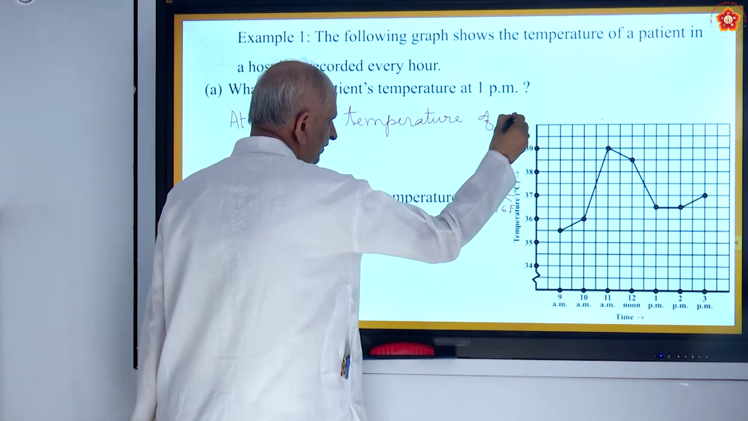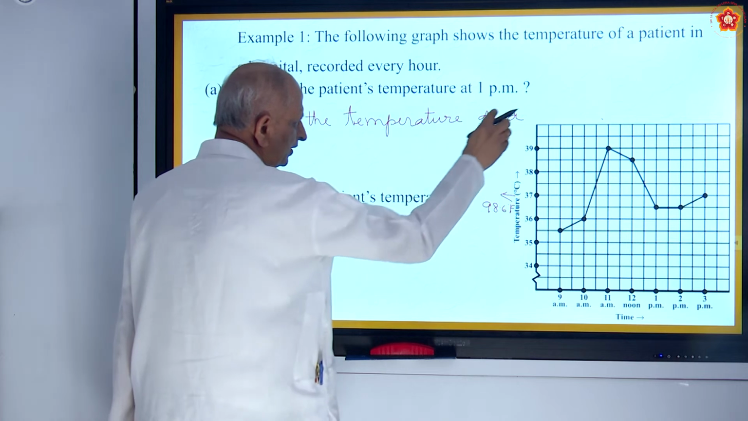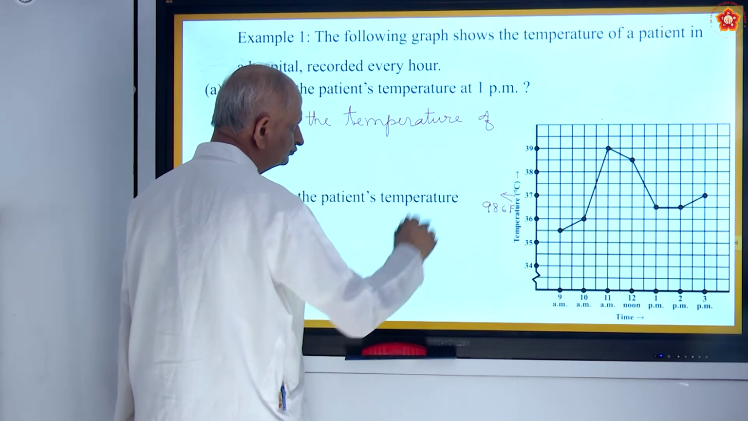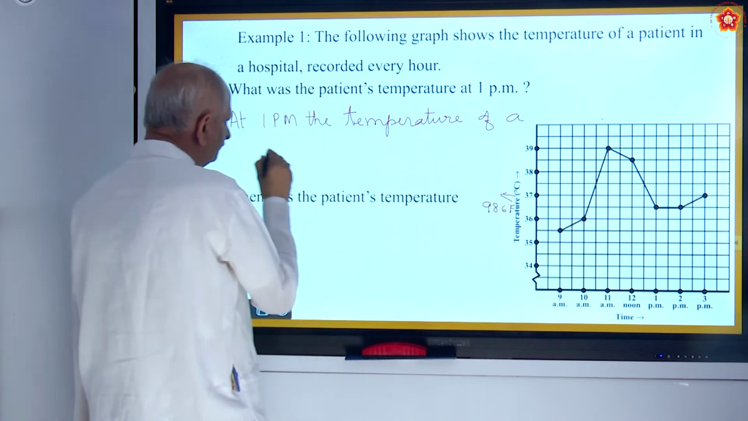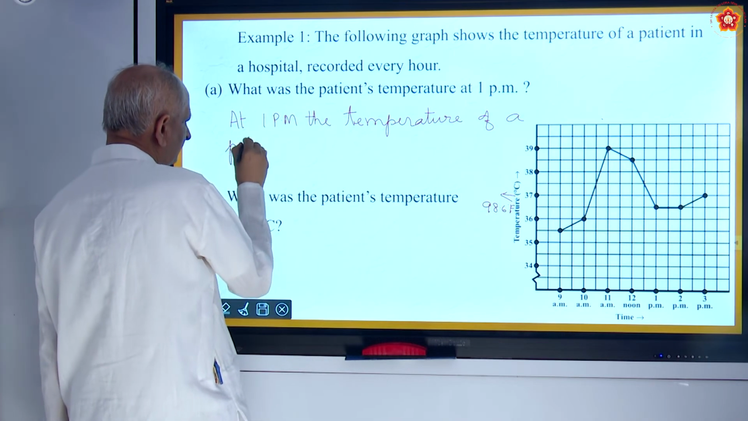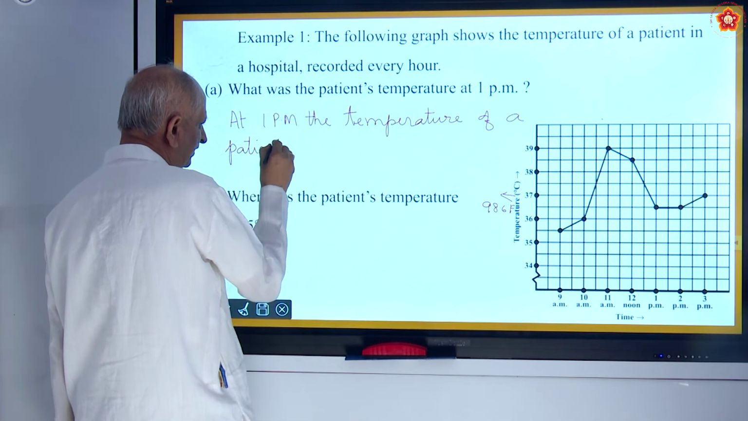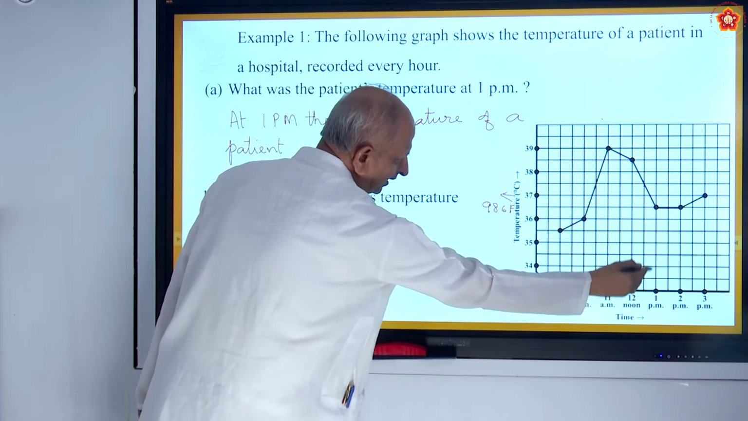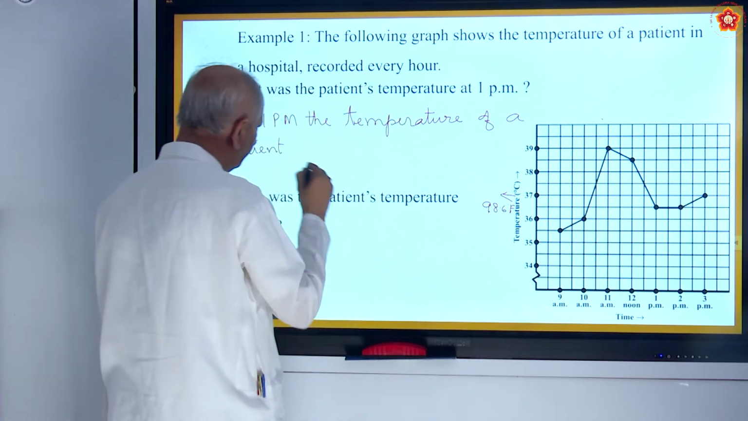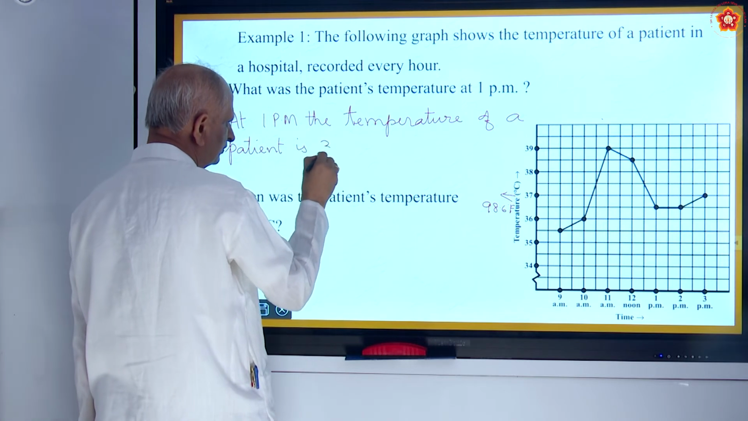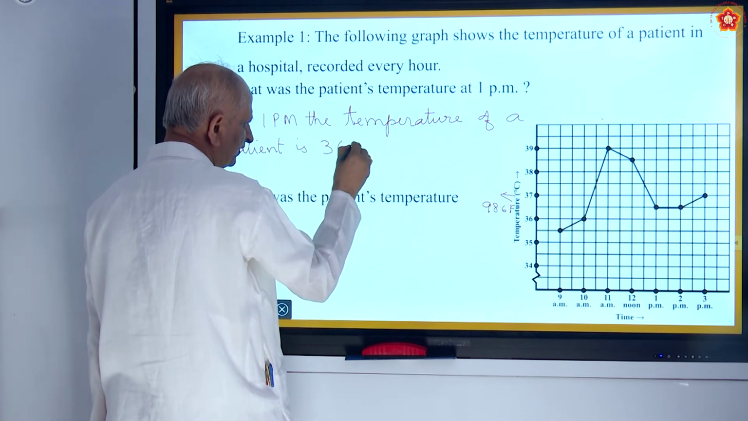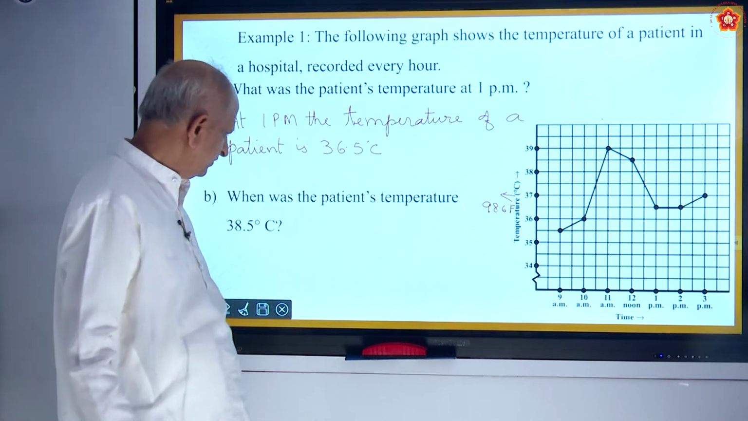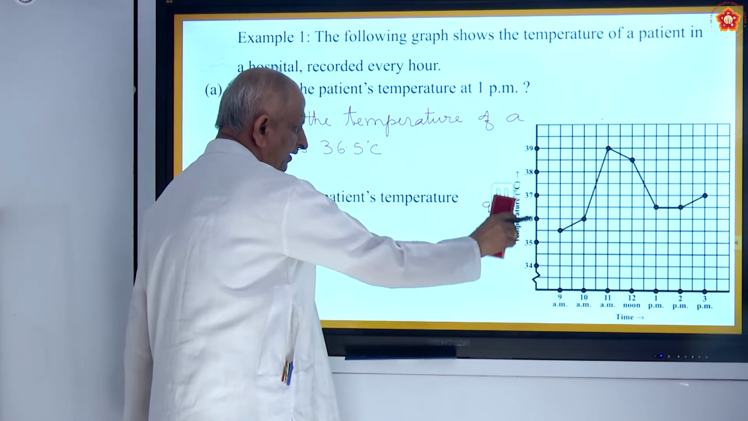of a patient, as per the graph you must tell. See, 1 p.m. is here, temperature is here, 36.5 degrees Celsius. What is Celsius? It is one kind of measuring the temperature, correct?